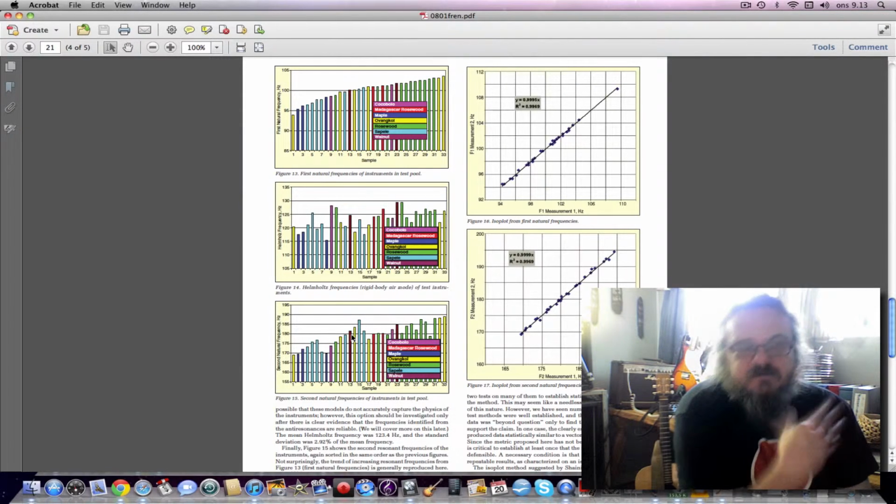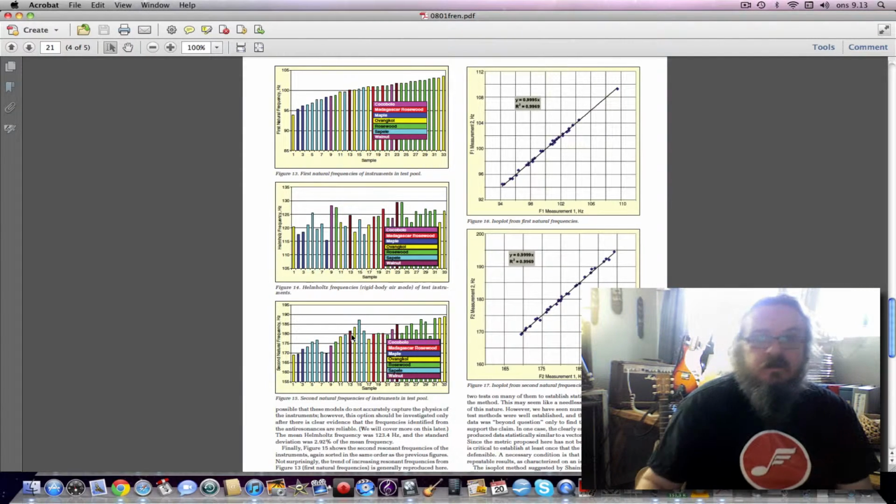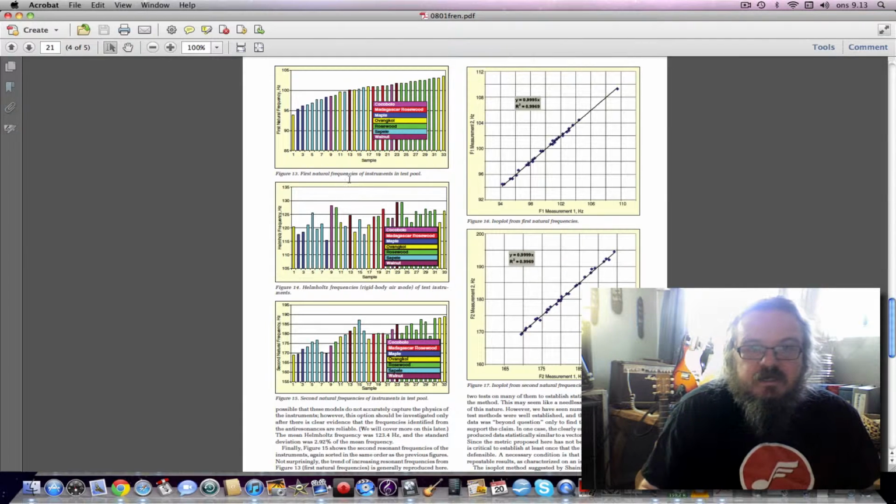Now, what's interesting about this to me is the Ovangkol. I've never learned how to pronounce it, but Ovangkol. It's an African hardwood, and in these samples 1, 11, 14, 17, 33, you can see that down this end, sample 1 has an initial frequency response that is much lower, and the last one is much higher.